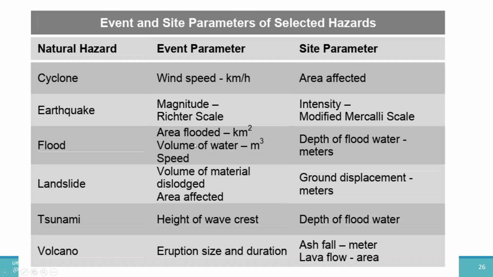Here are some selected parameters for selected hazards, in which there are different measurement units to assess the level of different hazards: cyclone, earthquake, flood. They have different measurable units, and threshold limits which define whether a hazard has become life threatening or not. So these are the different characteristics of hazard assessment.